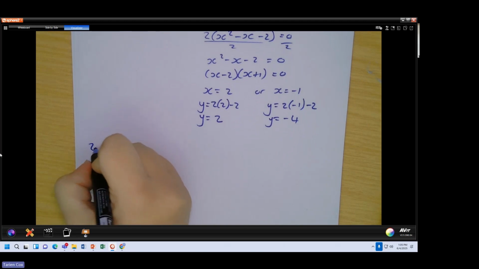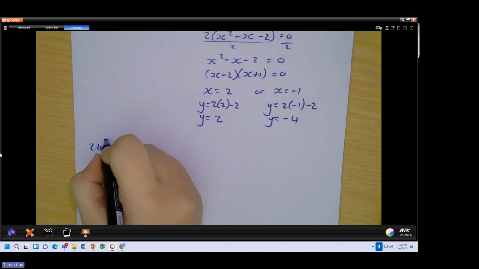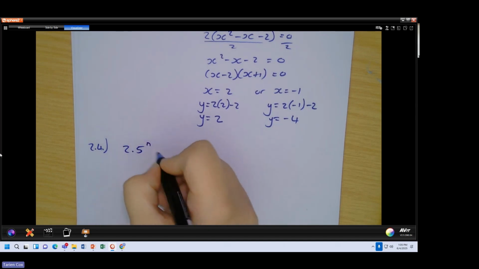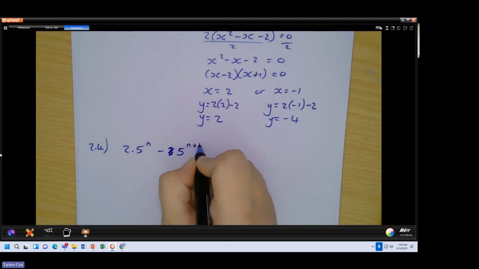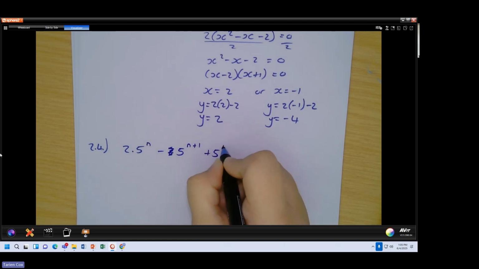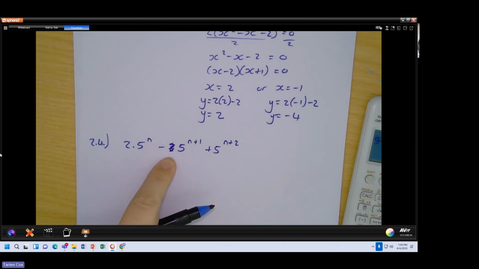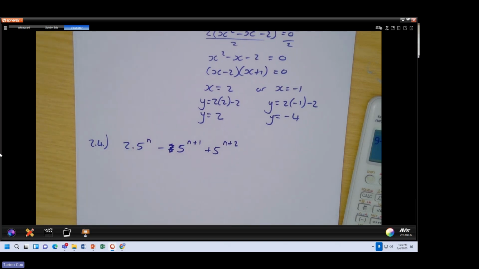Then we also gave you an exponential question, where the question is 5 to the power of n plus 1 plus 5 to the power of n plus 2, minus 2 times 5 to the power of n. So this is my question. It is asking us to show that this is even for all positive integer values of n.